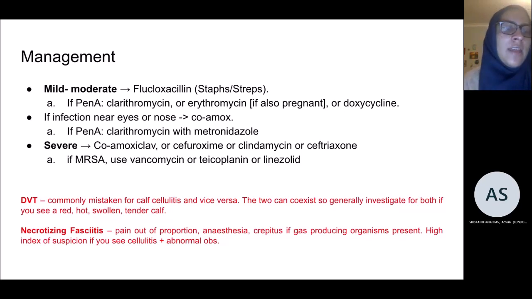And then there's another condition called necrotizing fasciitis, which is essentially a bacterial infection that causes tissue necrosis. It's a much more severe presentation. You get pain out of proportion, despite lots of pain relief, and you might get some crepitations if gas-producing organisms are present. And they would just be really, really sick. So those are some differentials for cellulitis.